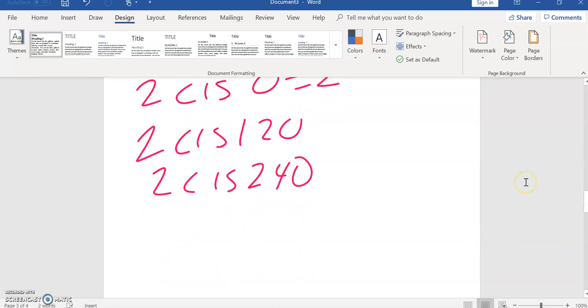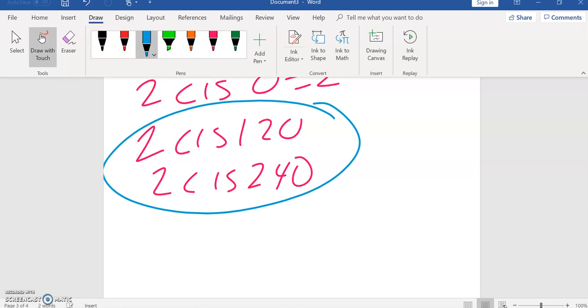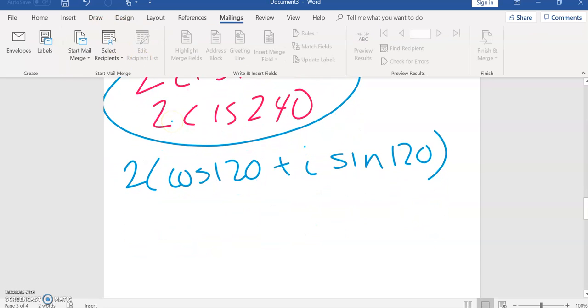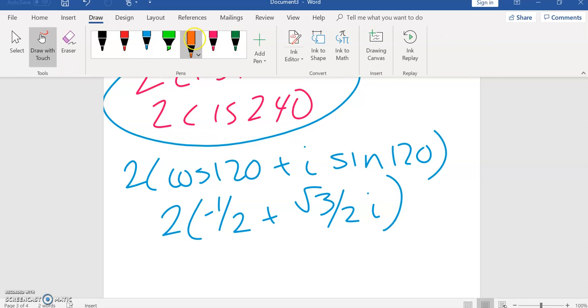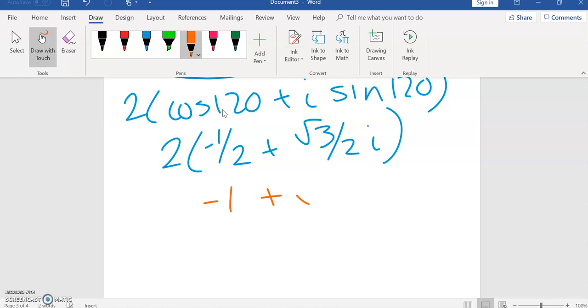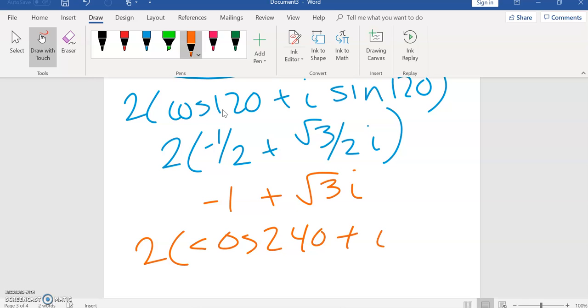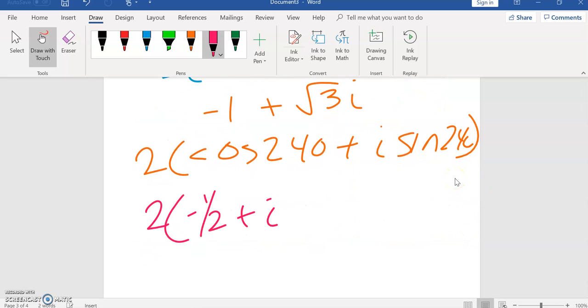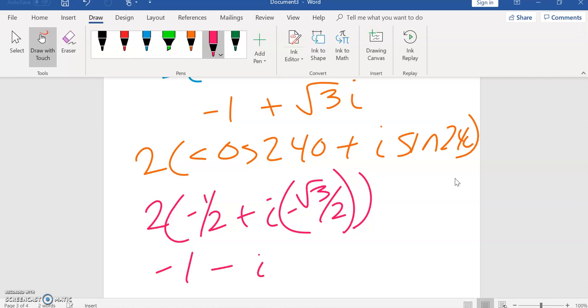Now to check to make sure these match my original problem, the first one's easy. I used that. Now this one, I'm going to write out, so I have 2 cosine 120 plus i sine 120. So I get 2 times -1/2 plus the square root of 3 over 2 i. That's just straight off the unit circle. If you don't know them, you can look them up. So that's going to give me -1 plus square root of 3 i. There's my first one. Then my second one, 2 cosine 240 plus i sine 240. Again, straight off my unit circle, 2 times -1/2 plus i square root of 3 over 2. That's a negative, and then I get -1 minus i square root of 3. That's my other matching answer.